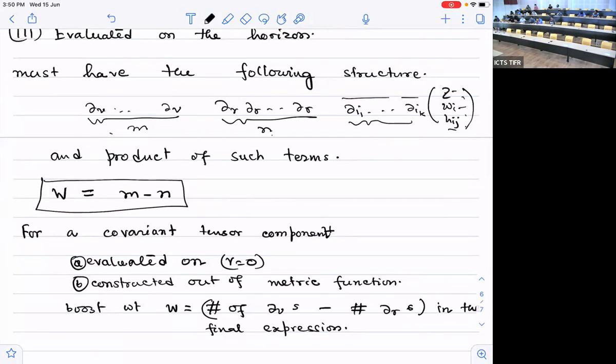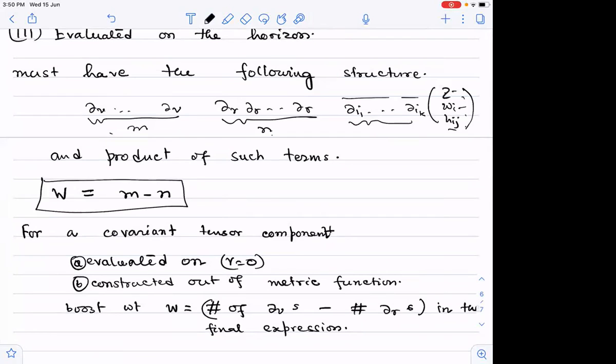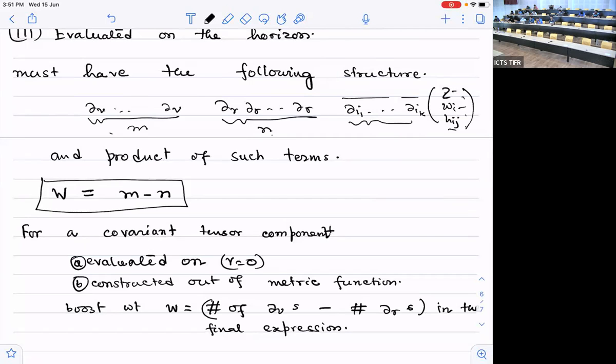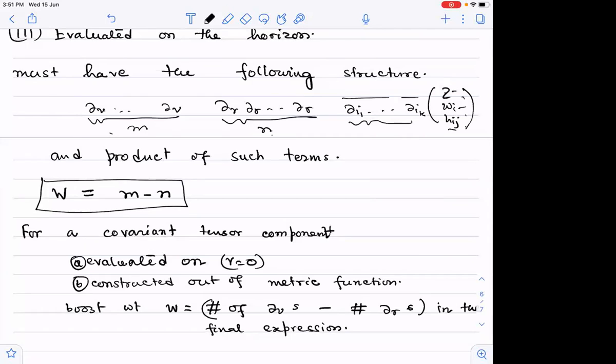So the form you have written down is not the most general form. It's for a given component, not the full tensor. You take a particular component of a tensor and evaluate it on the metric. This is the only structure that will come out. You are saying that many such structures will come out. If an overall tensor component has a given boost weight, all the structures that come out will have the same boost weight, right? Because it's well defined.